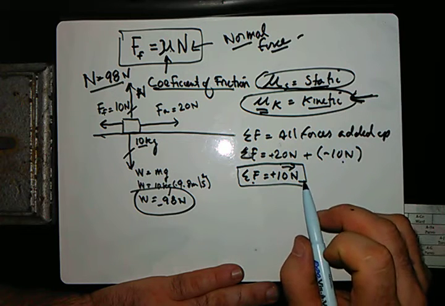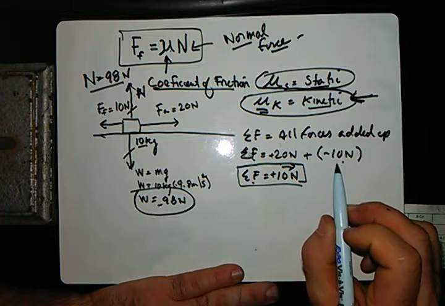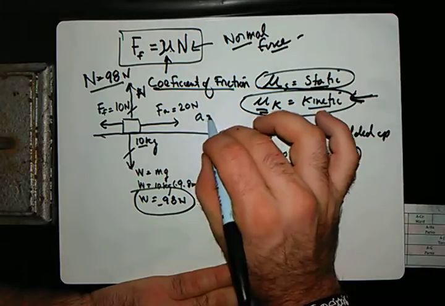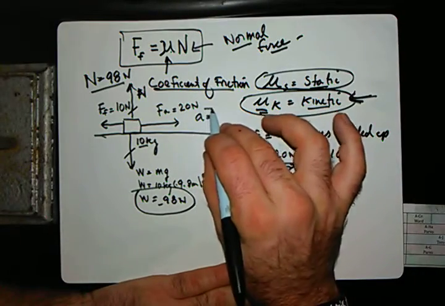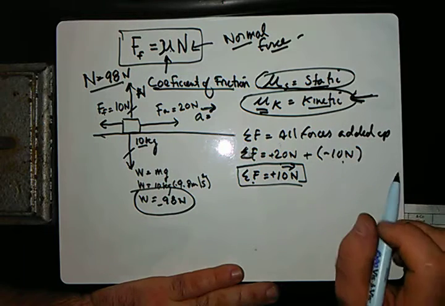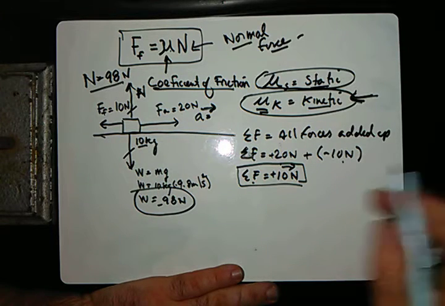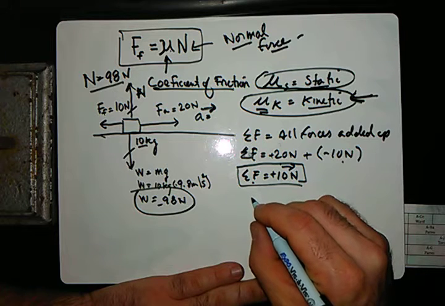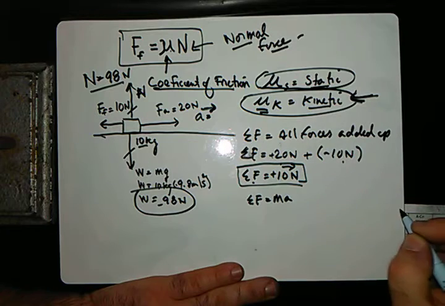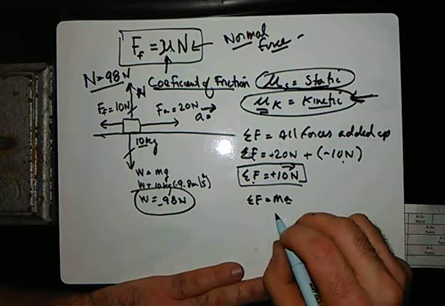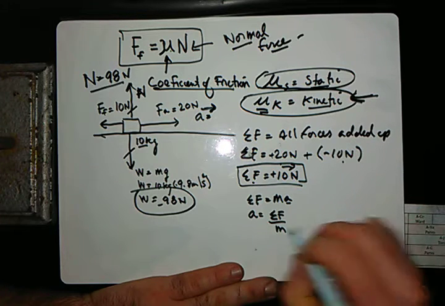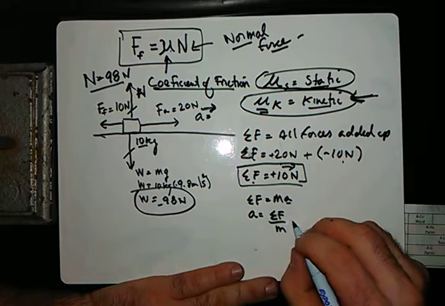Now, let's say we're trying to find the acceleration of the object. We know that acceleration is going to be in the direction of the net force. Net force is mass times acceleration. Solving for acceleration, acceleration is net force over mass.